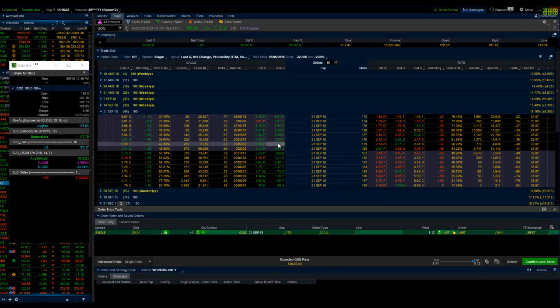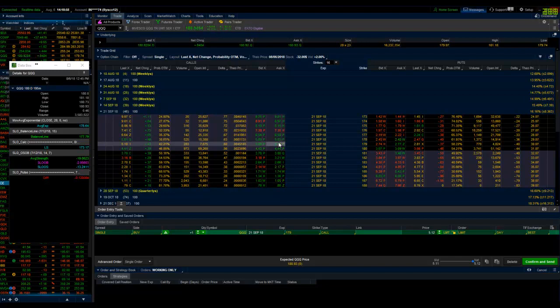So the long call is the most aggressive route to go. It's going to give you the most profit potential, but it also comes with the most risk. Let's go ahead and try to be more conservative. Let's take a look at a call spread. So we want to buy one strike in the money. So let's take a look at buying.